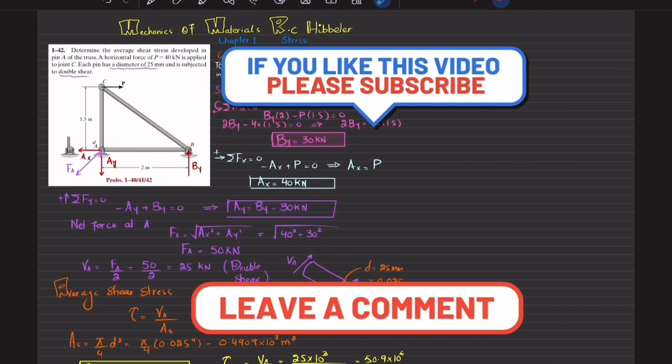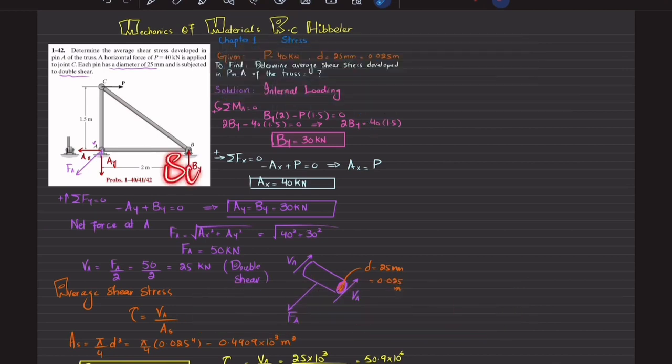And that was all about this problem 1-42.